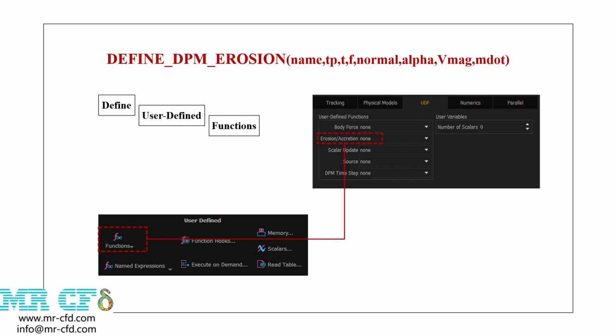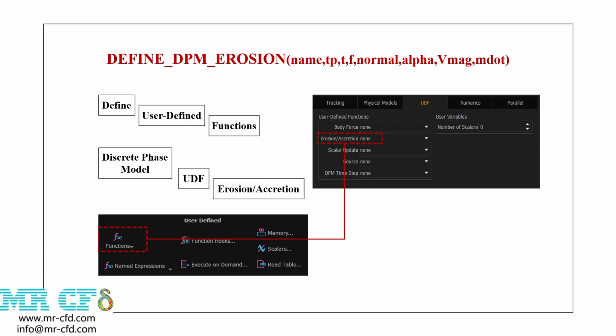Now, go to the discrete phase model settings and define an injection to define the desired discrete particle flow. Then, in the discrete phase model settings, go to the physical model tab and enable the erosion accretion option. When you enable this option, in the UDF tab, the erosion accretion option also appears for the user defined function section. Finally, select and activate the called UDF function.